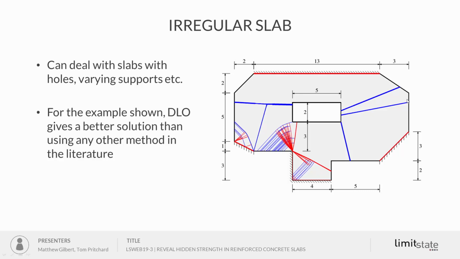But of course, because this is now general, we can deal with more complex slabs. So for example, here we've got a slab that's in the literature where we've got some quite asymmetrical boundary conditions, slab geometry as well, and also a hole. And basically, for all the problems we've tried, we've found that DLO gives a better solution than any other proposed in the literature.